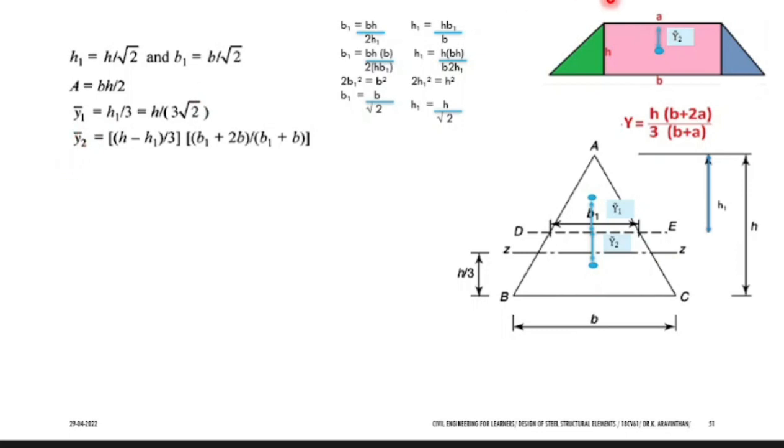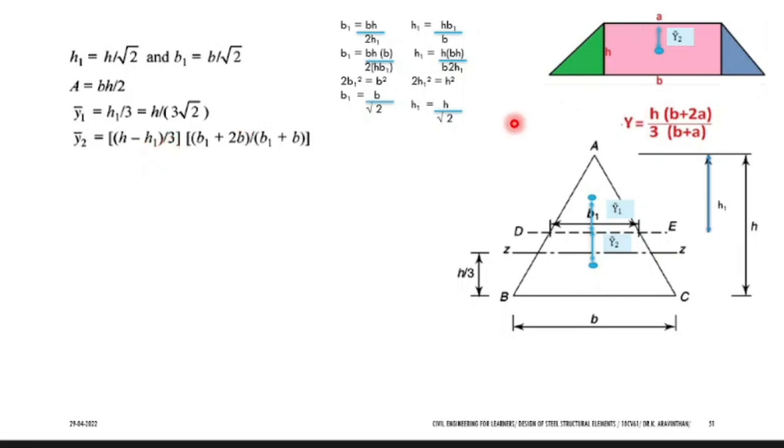Y2 is what? What is the formula? H by 3. So what is your H here? This is your overall height. How to find this height? Capital H you know, that is total height, and this height. So if you subtract these two heights, will you get this height? Yes. So this is your height. So this distance can be found out by subtracting H minus H1, by 3.